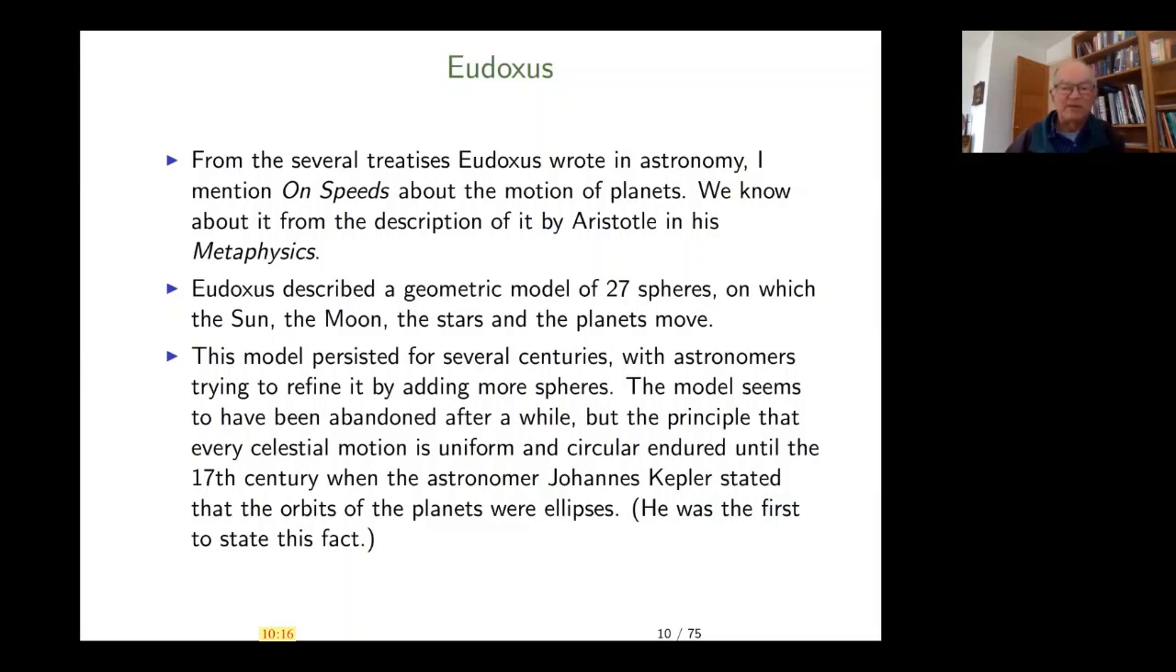And it was the 17th century Kepler who first stated that orbits of the planets were ellipses around the sun. He was the first to state that fact. Until then, Eudoxus's model, with modifications, was still the one people believed.